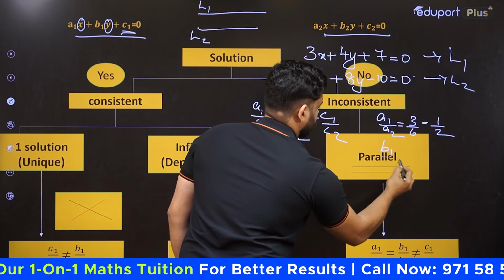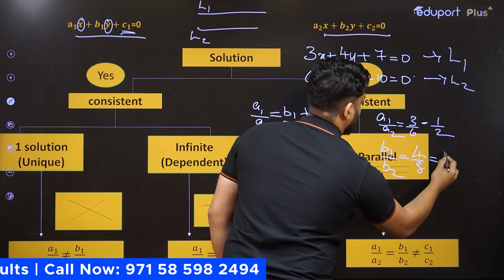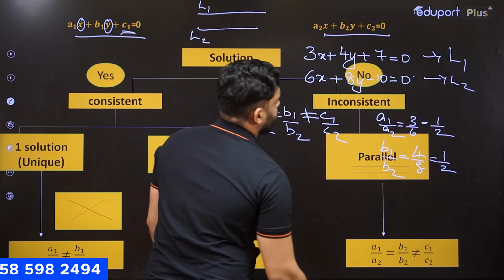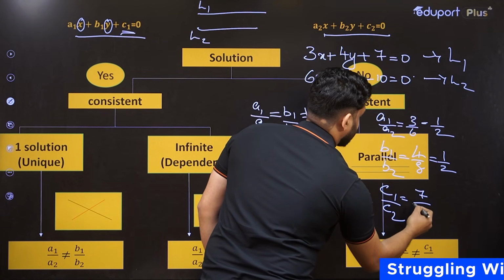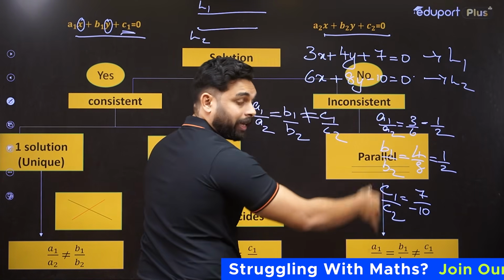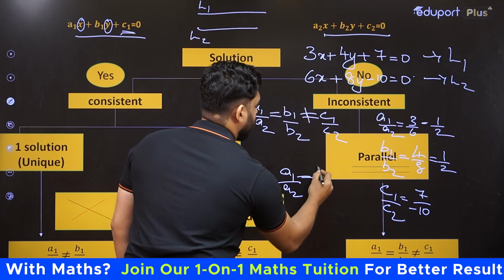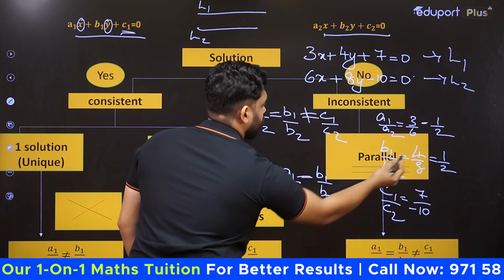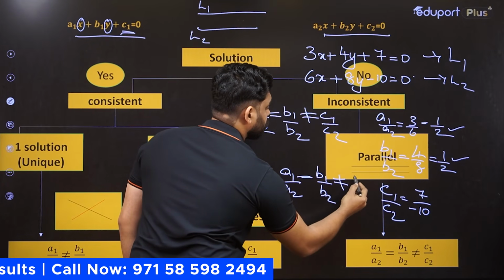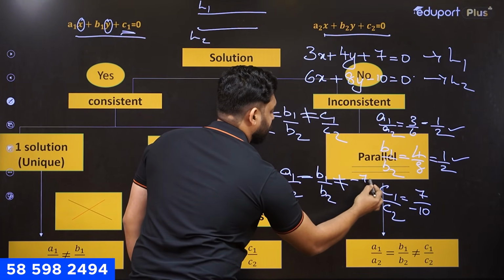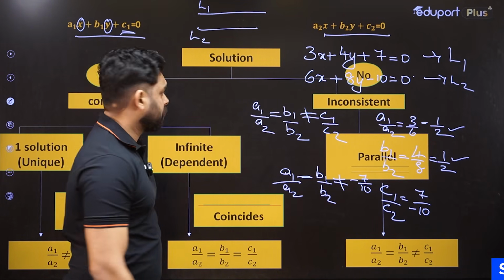What is B1 by B2? B1 by B2 is 4 by 8, that is 1 by 2. What is C1 by C2? C1 by C2 is 7 by minus 10. From here we can conclude that A1 by A2 is equal to B1 by B2, both are 1 by 2, which is not equal to C1 by C2, because it is minus 7 by 10. So we can say these are an example of parallel lines.